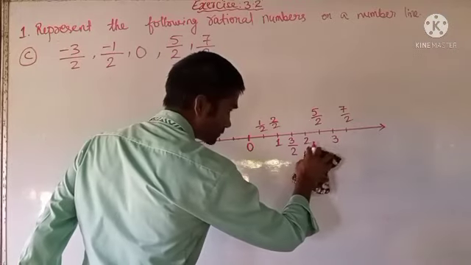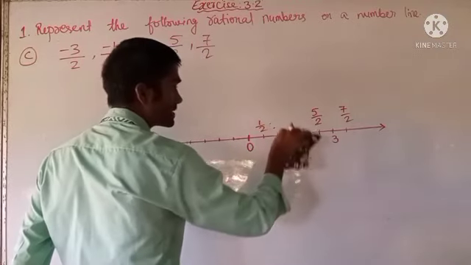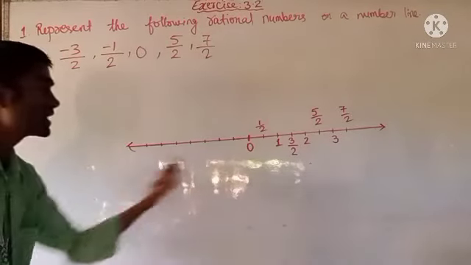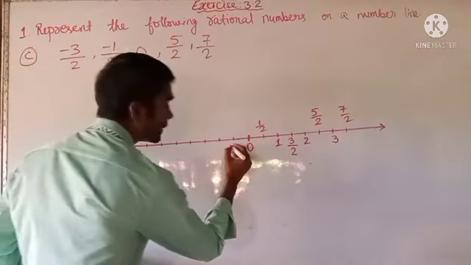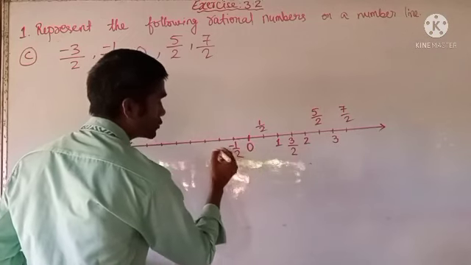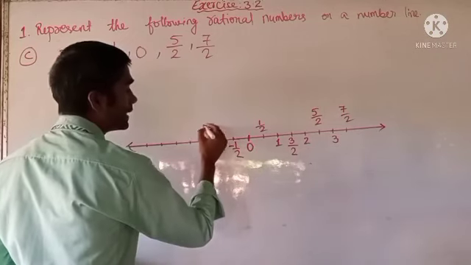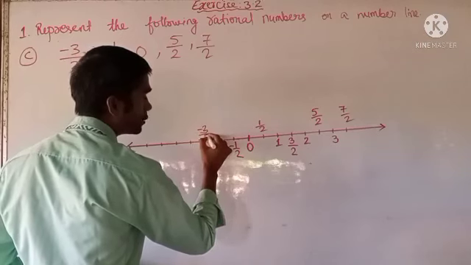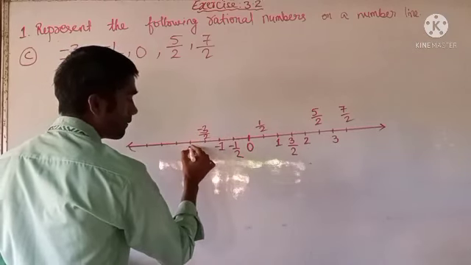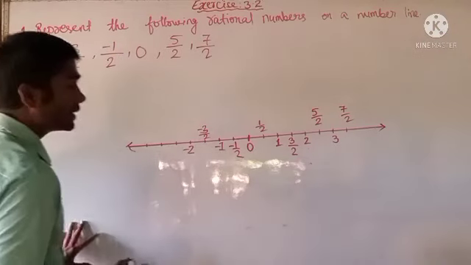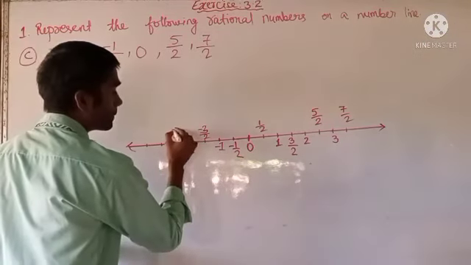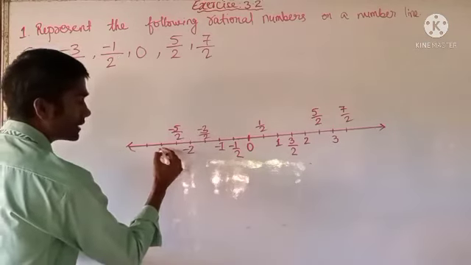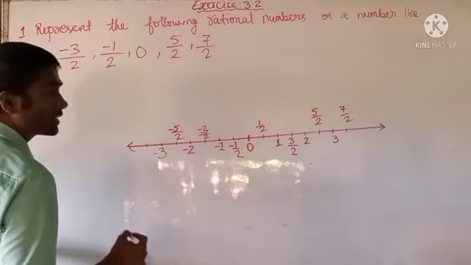Now the same thing we are going to take on the left hand side also. So here first will be minus 1 by 2, next one will be minus 1, again next one will be minus 3 by 2, next minus 2, again on the next we'll get minus 5 by 2, again on the next there will be minus 3.